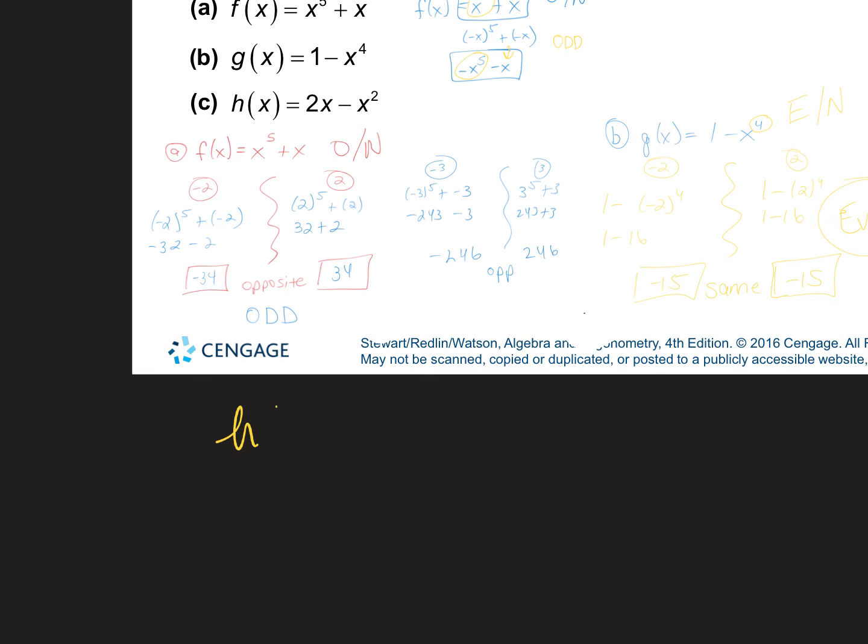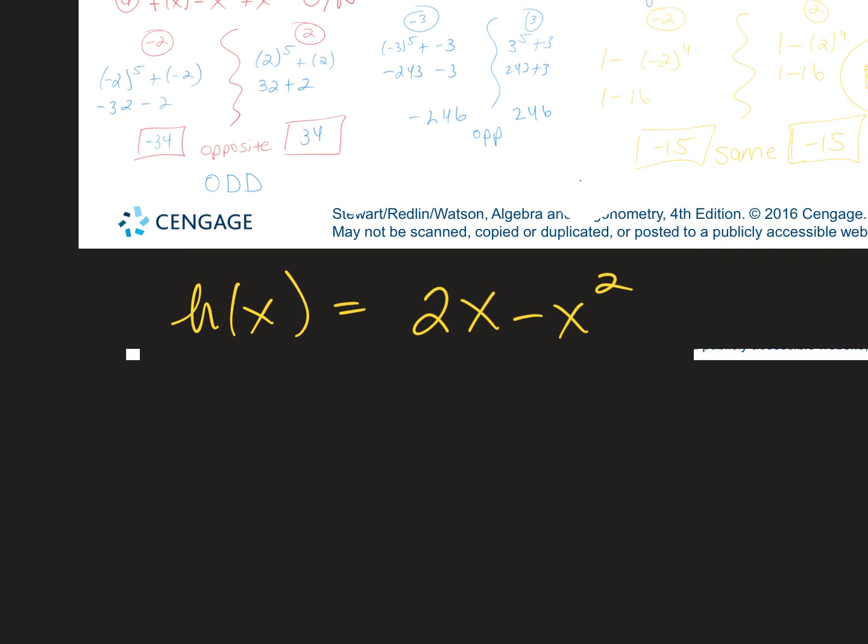h of x equals 2x minus x squared. Okay, this is like what I was telling you guys. Don't just automatically look at the first exponent. Because the first exponent right here is a 1. That's an odd number. You don't want to look at the first one. You want to look at the highest. What is the highest exponent you see?